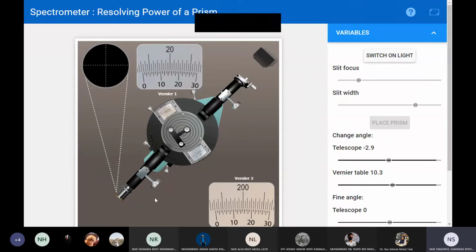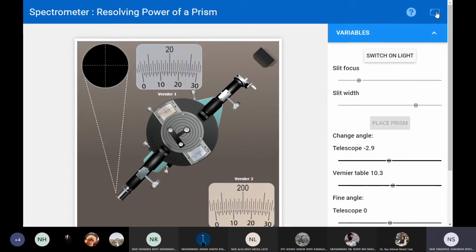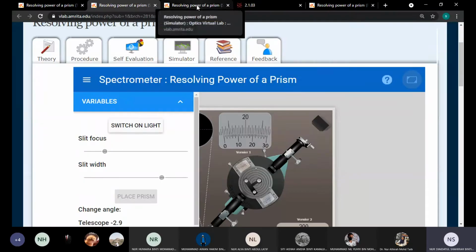The spectrometer. Okay, this is the diagram of the spectrometer. This is the telescope and the focusing telescope. This is the eyepiece where we will see the slit through it. This is the collimator, the vernier table, the prism table, and the mercury lamp. This is vernier 1 and vernier 2 where we will take readings from.